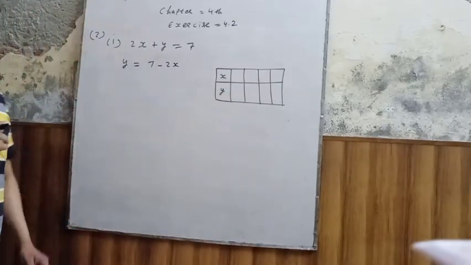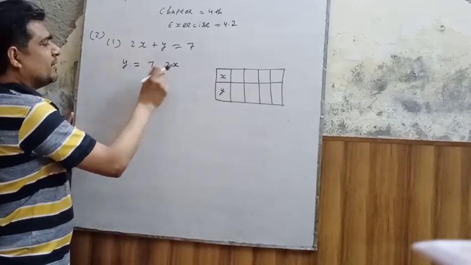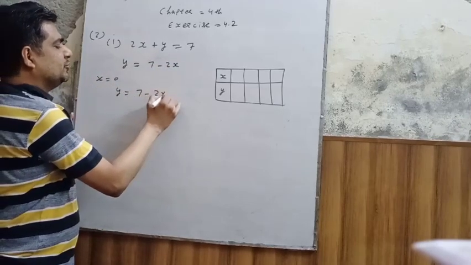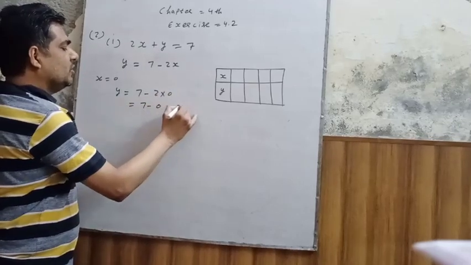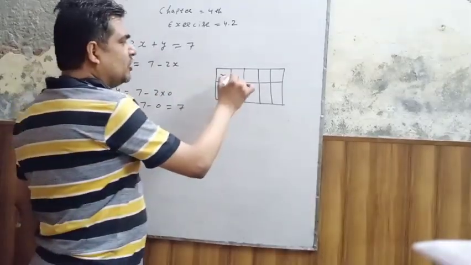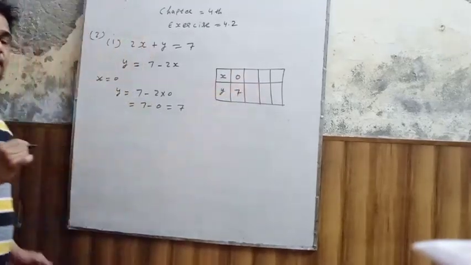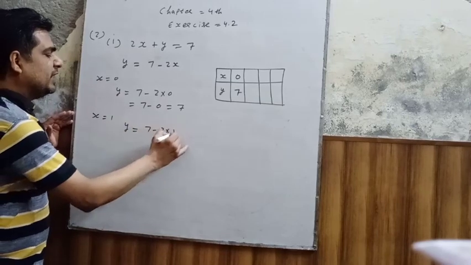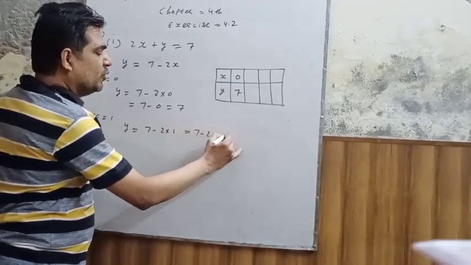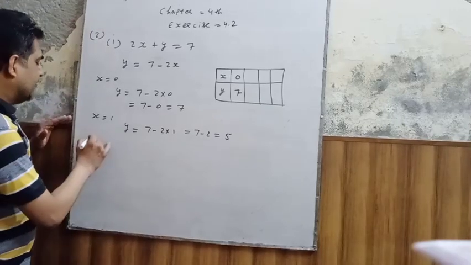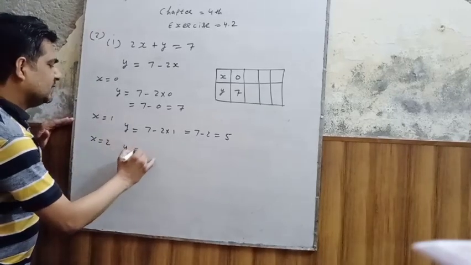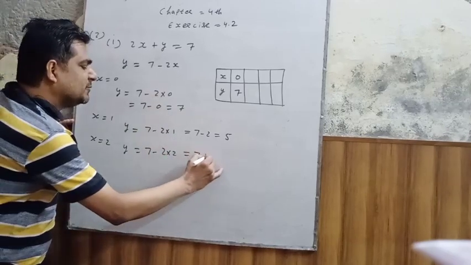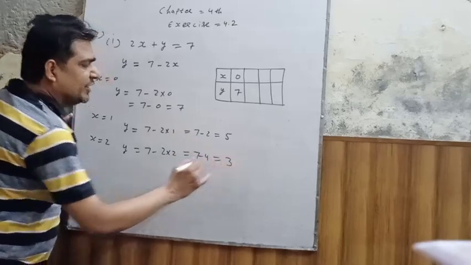Put the value of x. Instead of x, we write 0. Y equals 7 minus 2 into 0, 7 minus 0, 7. So x is 0, y is 7. Put x as 1. Y equals 7 minus 2 into 1, 7 minus 2, 5. Put x as 2. Y equals 7 minus 2 into 2. Firstly, we multiply: 7 minus 4, which is 3.